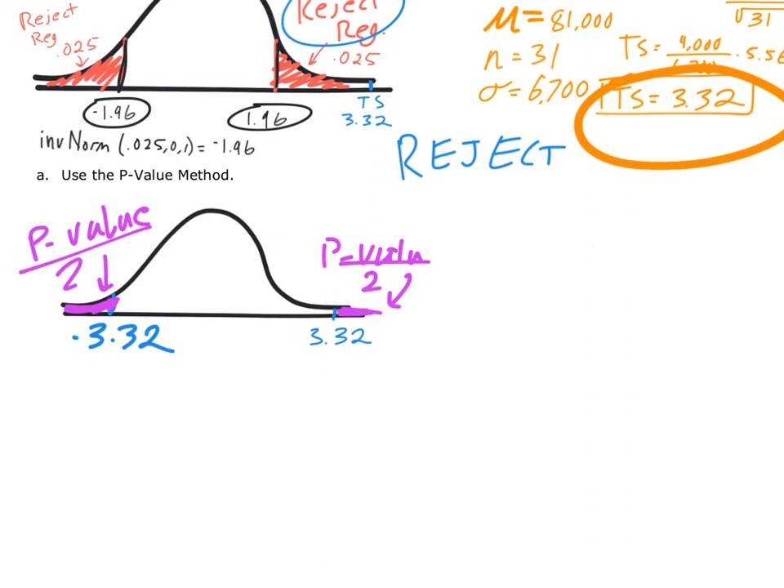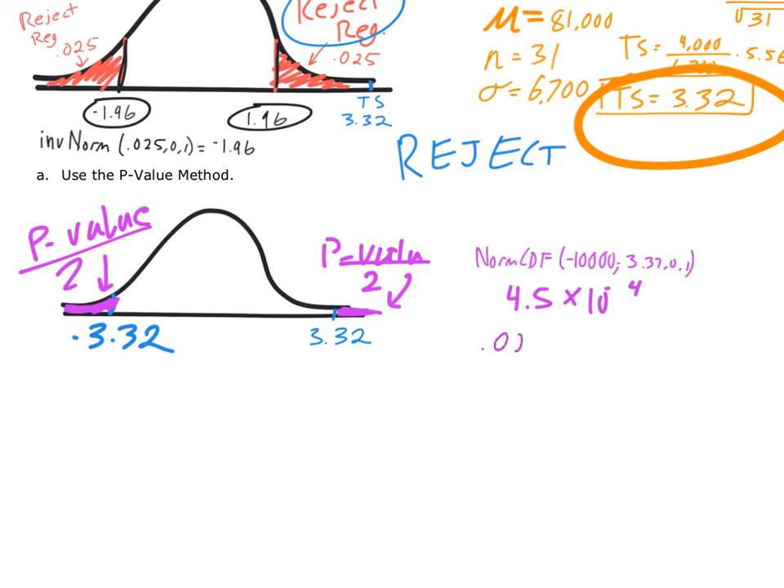Lots of ways to come up with that area. The way I like to think about it is using our calculator doing normal CDF. We're starting at, I'll go ahead and identify the one on the left-hand first. So negative 10,000, comma, negative 3.32, comma, 0, comma, 1. Let's see what I get. And I ended up getting a value of 4.5 times 10 to the negative 4. That's a very, very small number.